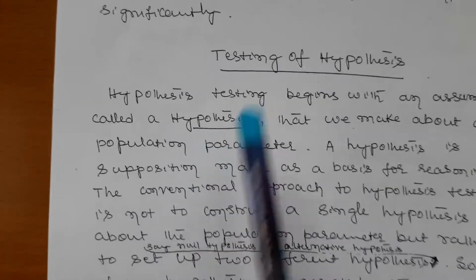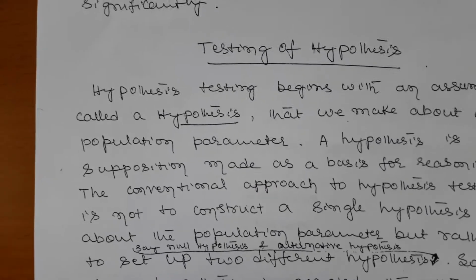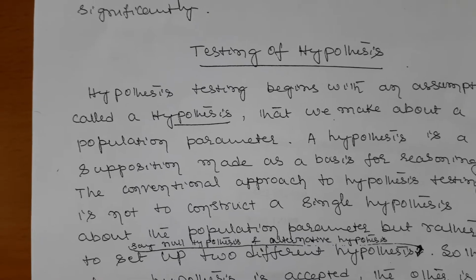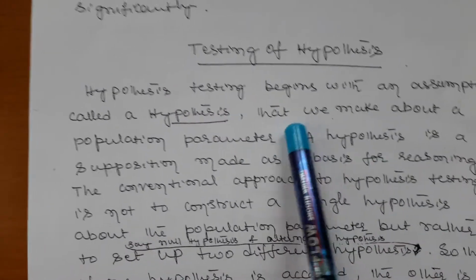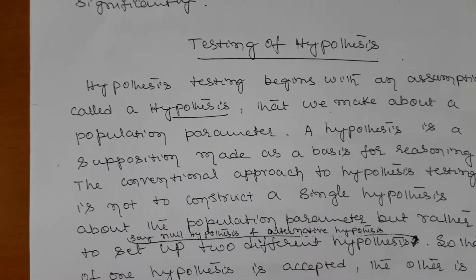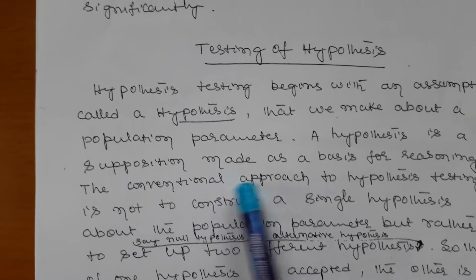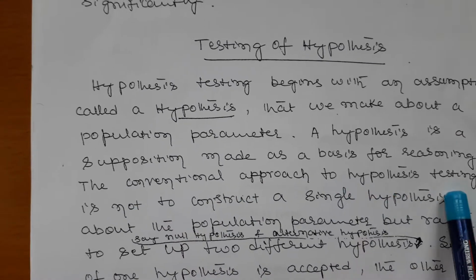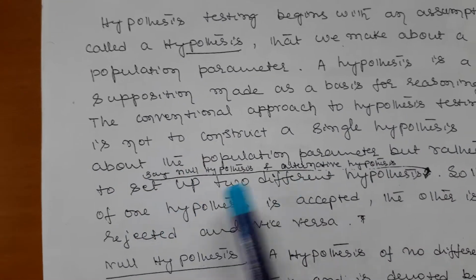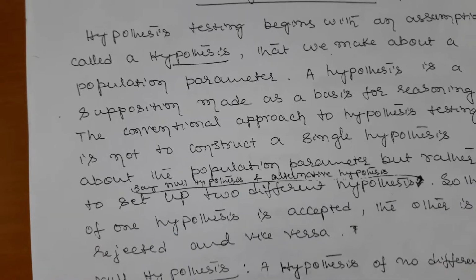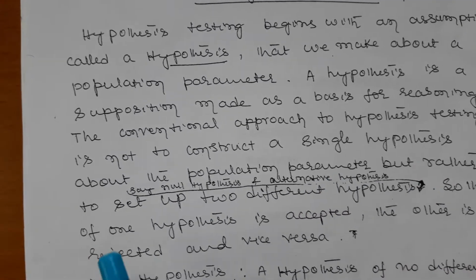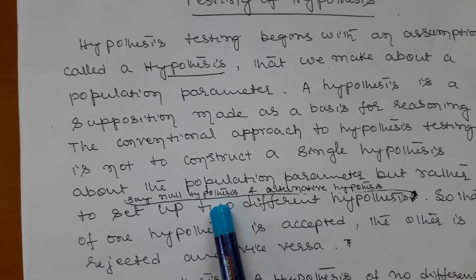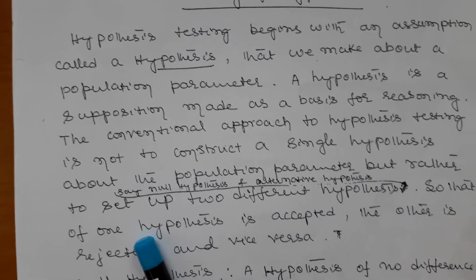Keep in mind, if you want to solve a problem by using testing of hypothesis, the first step is to make the assumption. How to do the assumption? We take an assumption about the population parameter. Hypothesis is an assumption made as a basis for reasoning. The conventional approach to hypothesis testing is not to construct a single hypothesis about the population parameter, but rather to set up two different hypotheses. One is a null hypothesis, another one is an alternative hypothesis.